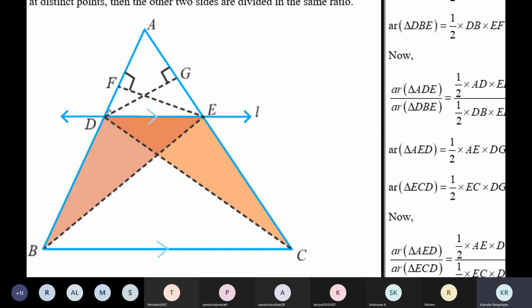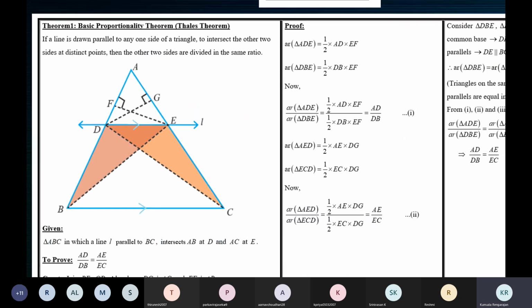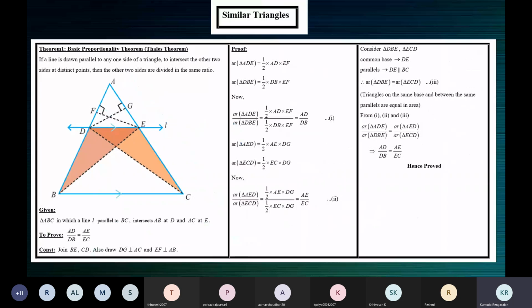Triangle DEB and triangle DEC are two triangles on the same base DE and between the same parallels DE and BC. Triangles on the same base and between the same parallels are equal in area. So they're equal in area. From these results, we can prove that AD by DB is equal to AE by EC.